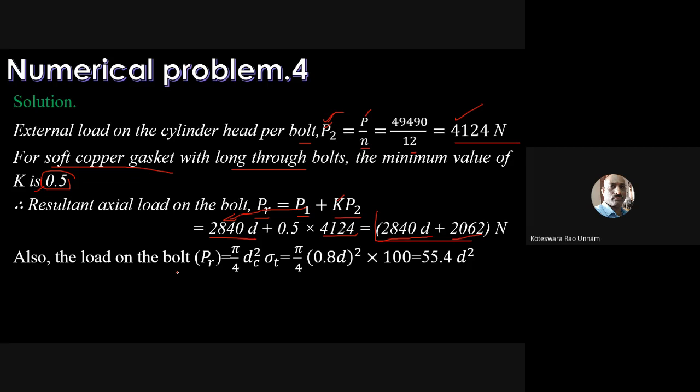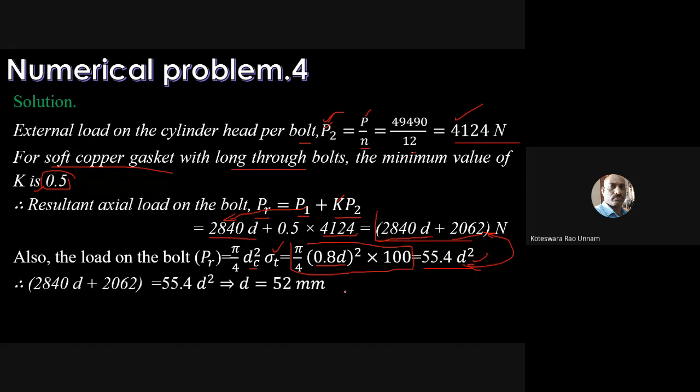Also, the resultant load on the bolt, PR, is nothing but 5/4 into DC square into sigma T, where DC is nothing but 0.8D. If I simplify this by substituting the value of sigma T, you get 55.4 D square. Now you can equate these two, because this is the resultant load and this is also an expression for the resultant load. If you equate these two, you will get a quadratic equation in D. So you can take 55.4 D square minus 2840D minus 2062 equal to 0.